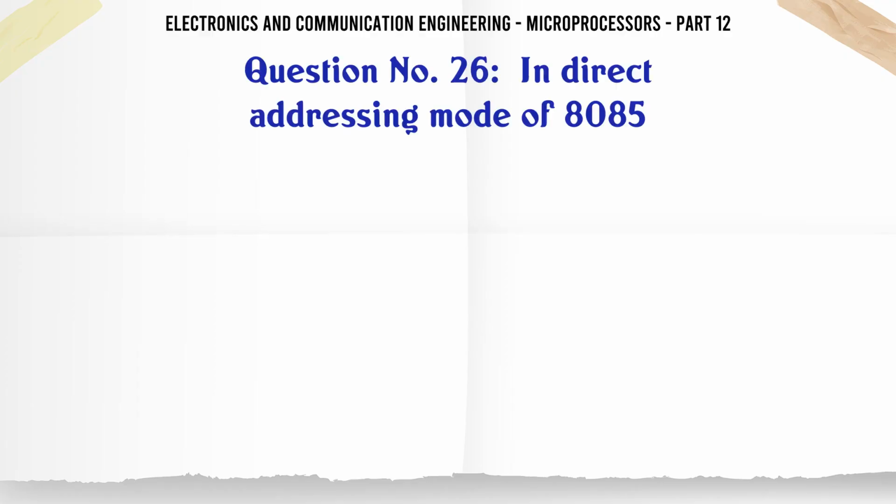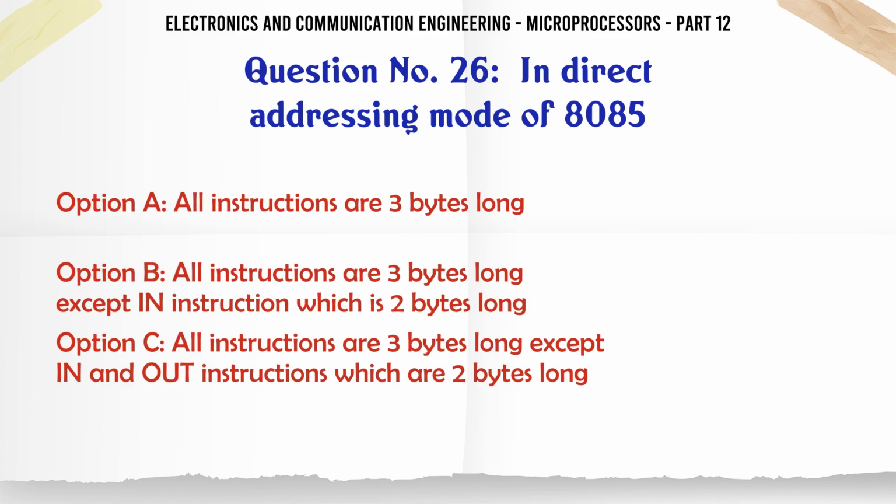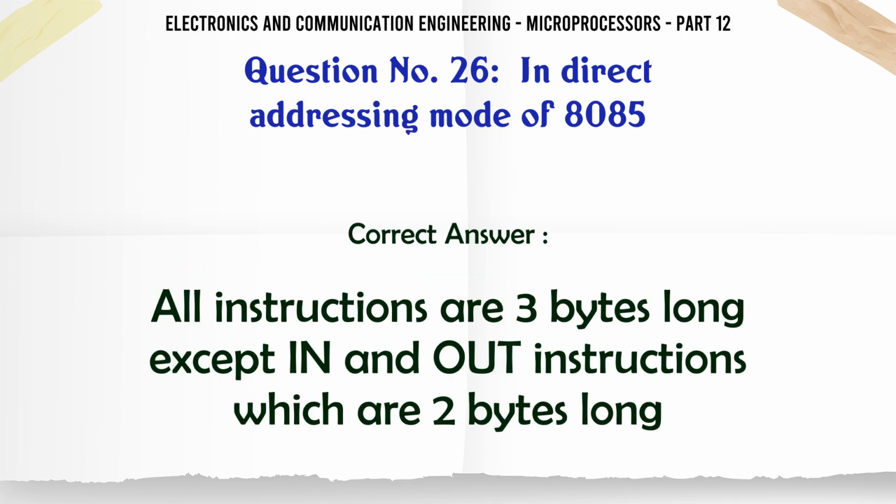In direct addressing mode of 8085, A. All instructions are 3 bytes long. B. All instructions are 3 bytes long except IN instruction which is 2 bytes long. C. All instructions are 3 bytes long except IN and OUT instructions which are 2 bytes long. D. All instructions are 2 bytes long. The correct answer is all instructions are 3 bytes long except IN and OUT instructions which are 2 bytes long.